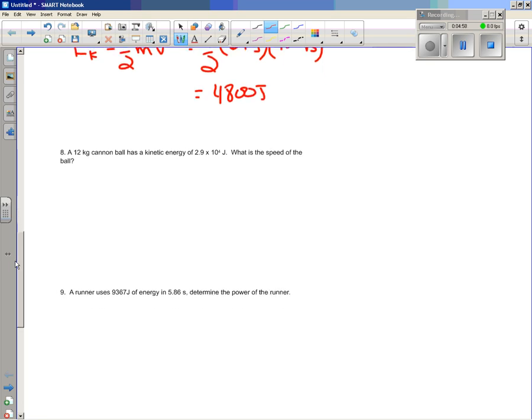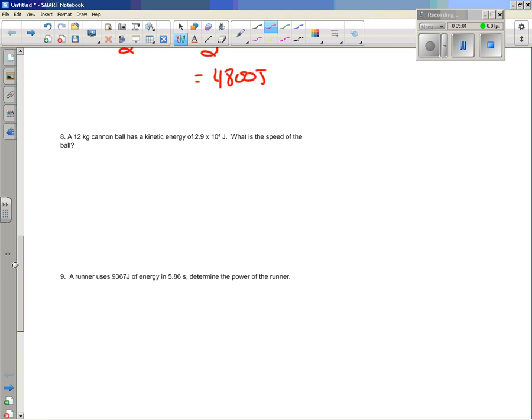Next one, a 12 kilogram cannonball has kinetic energy of 2.9 times 10 to the 4, that will be 29,000 joules. What's the speed of the ball? All right, so you can arrange the formula, if you know how to do it, to be root 2 Ek over m. But most people probably prefer to just sub into the formula and then figure it out, which is Ek equals 1/2 mv squared. All right, so I'm putting in my 29,000 for the energy. My 1/2 is 1/2.